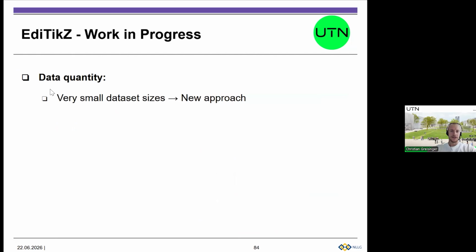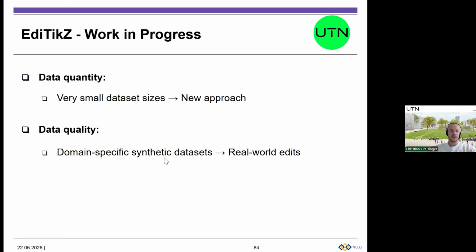For editing, there are also 3 different issues, starting with data quantity. This time we're dealing with way smaller dataset sizes. Before it was still a few 100,000 examples. Now we are dealing with a few 100 or 1,000 examples, so we need a completely new approach to get our data. For data quality, it mostly relies on either domain-specific data, such as chart editing, or is synthetically generated by large language models, which has a systematic bias. So we want to have real-world edits.